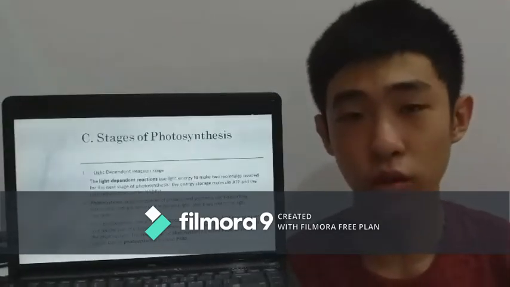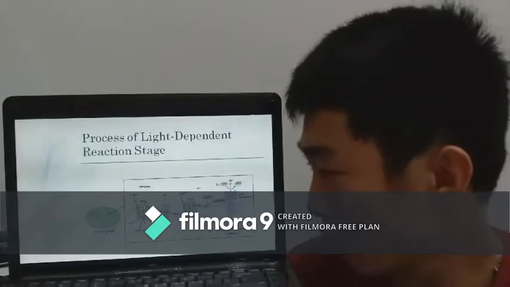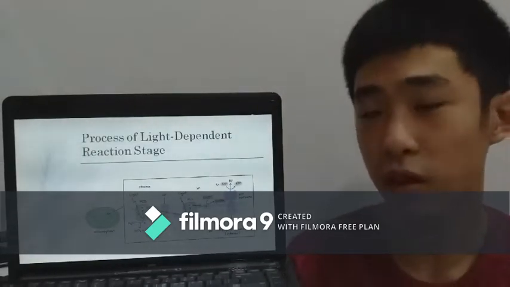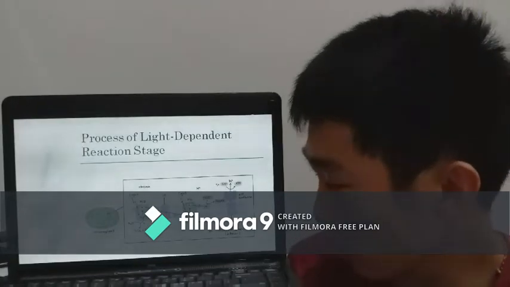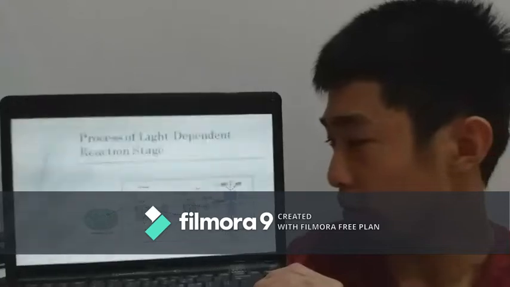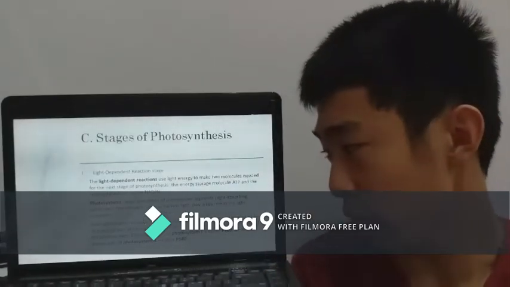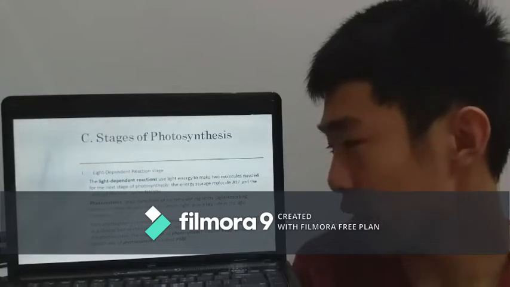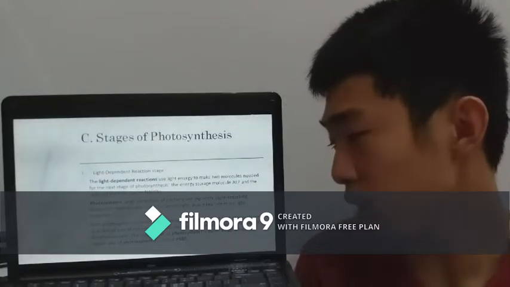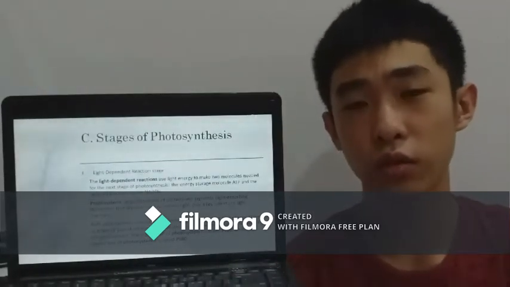So how does it work? Firstly, light energy causes excitation of electrons in photosystem 2. So what is a photosystem? A photosystem is a large complex of proteins and pigments that are optimized to harvest light and plays a key role in the light reactions. So there are two types of photosystems.